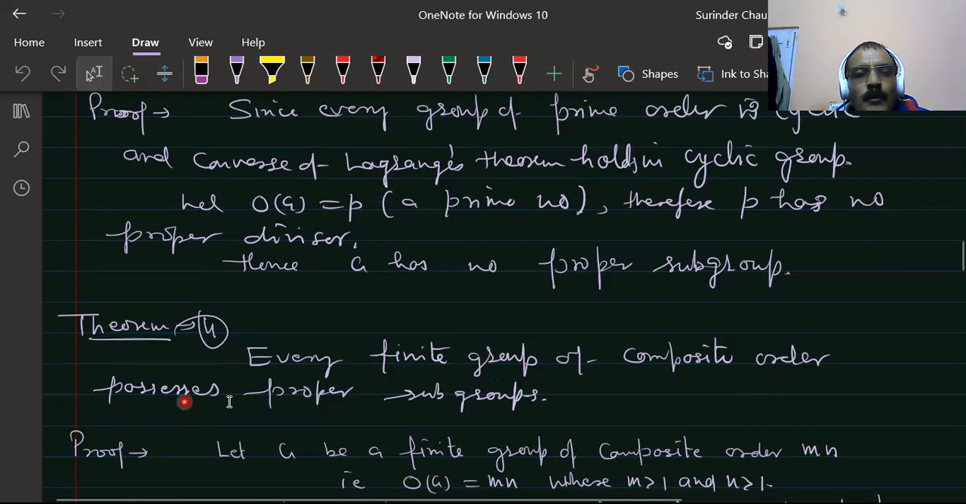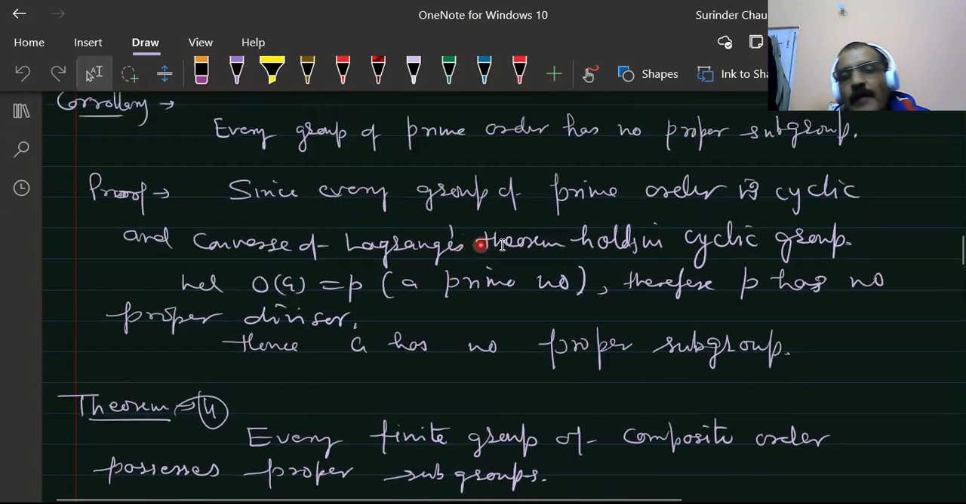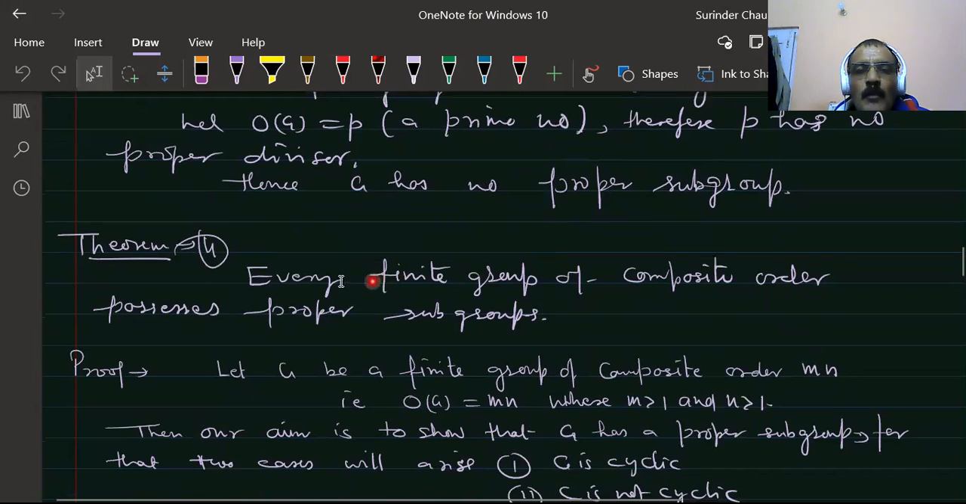Every finite group of composite order possesses proper subgroups. Every group of prime order does not have any subgroup, but every finite group of composite order possesses proper subgroups. So let's say given that G is a finite group of composite order. Composite means product of two factors. Composite, for example, composite means four.